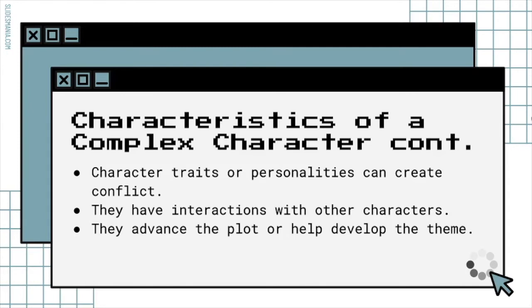Right, continuing on with characteristics of complex characters. These character traits or personalities can create conflict, either within themselves, which can be personal conflict, or conflict with other characters in the story. They also have interactions with other characters, meaning you don't just see them by themselves or read about them by themselves the entire story. And their actions help advance the plot or help develop the theme.